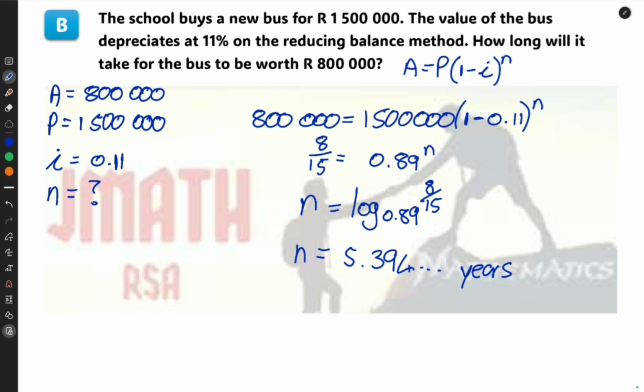Or if we go into months and years, I can say this is 5 years. I'm going to subtract the 5, and I'm just going to take 0.394 times 12 to get it into months. And then I round up. So the answer is 5 years and 5 months. Your teacher will mark it correct if you leave it in years and months, or if you leave it in complete years, because they didn't specify clearly.